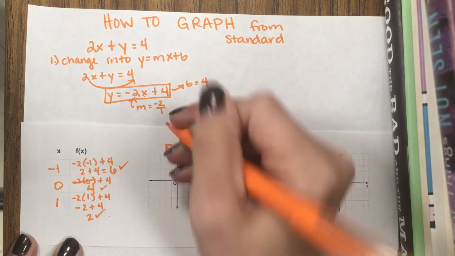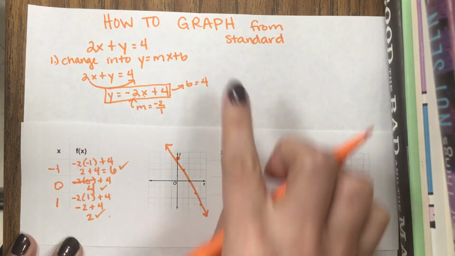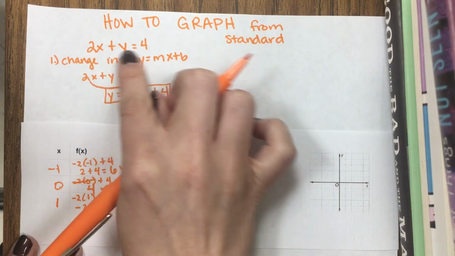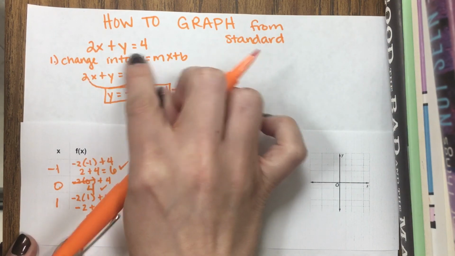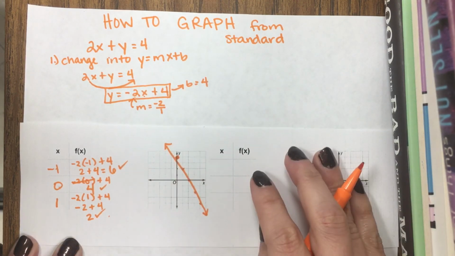So if you're ever confused about your graph, you can make a table to double check your points. But just to recap, if you're graphing from standard form and your original equation looks like this, you have to change it into y equals mx plus b to easily graph it.